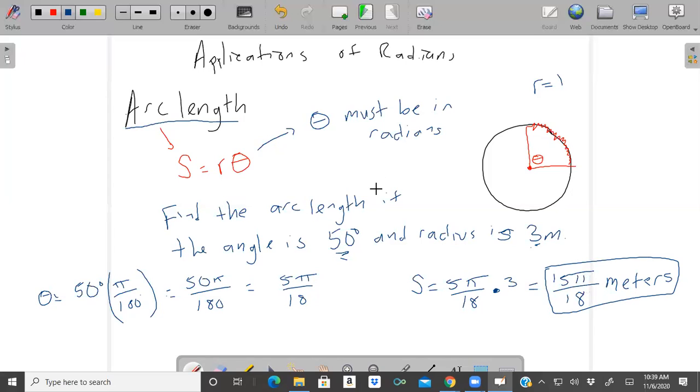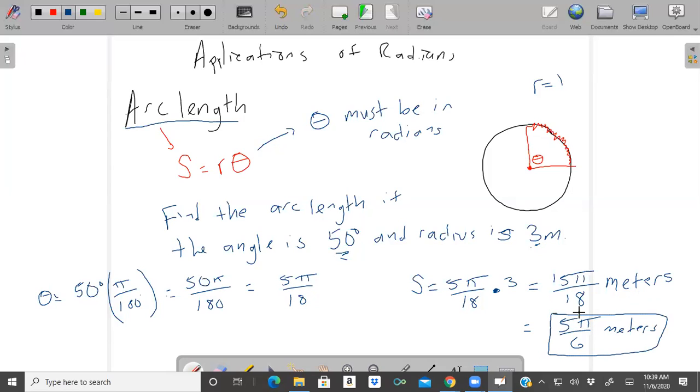Can't you simplify 15 over 18? Divide both sides by... I could, right? I could. Thanks, Jake. So 15 over 18, I could simplify down. I could take a 3 out of both of them, right? So it's going to end up being 5 pi over 6. Good catch. So it should be 5 pi over 6. This would be the simplified version of that. I would have gotten that one wrong.